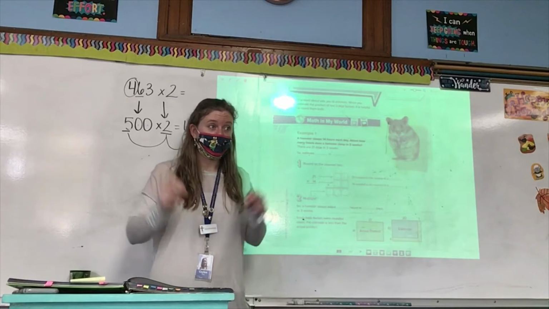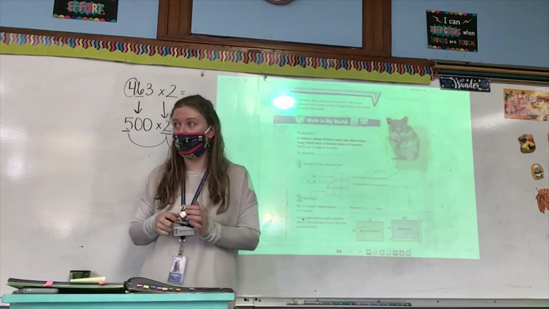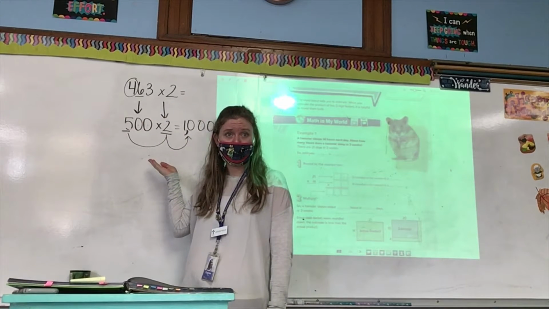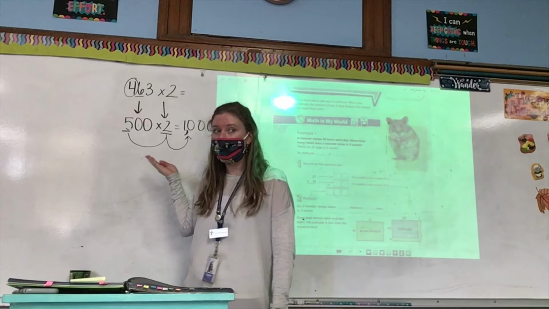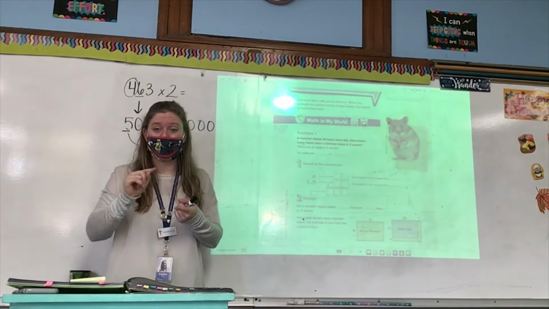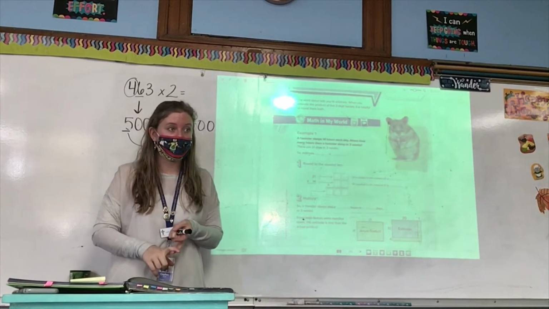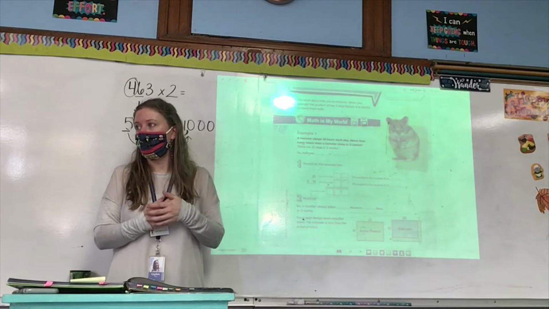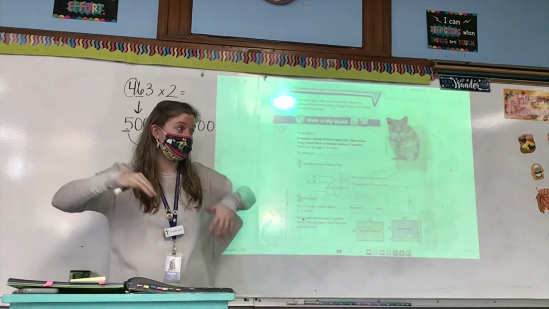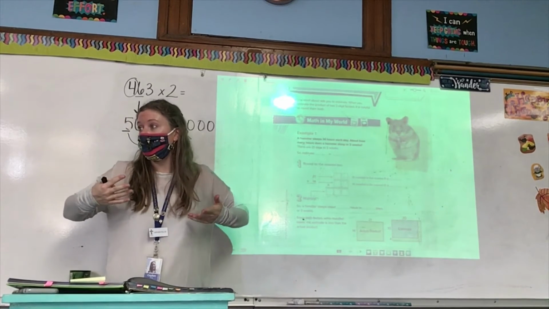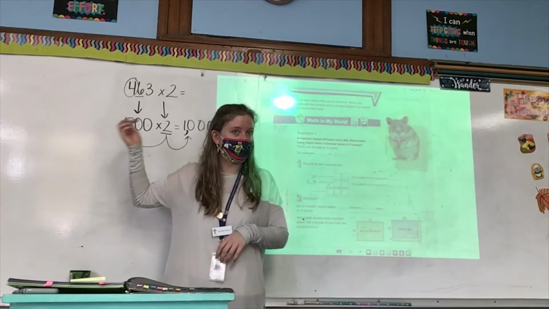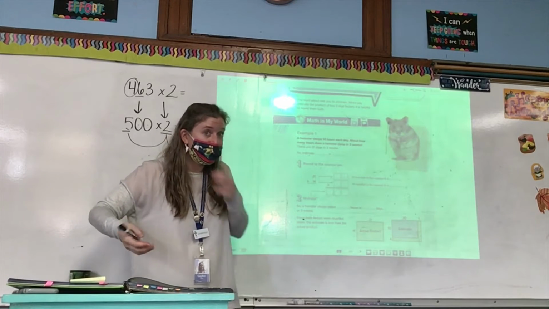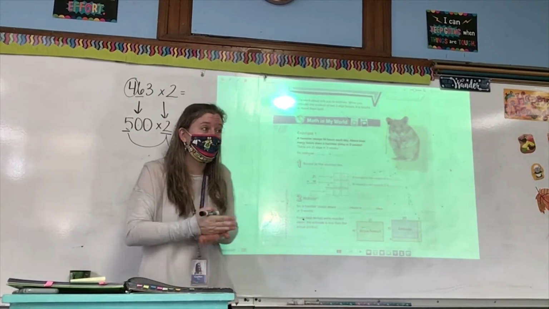The steps, the language is very, very important in math. Because is there another way to do this? No, this is the only way. So that is why it is so important to have the correct steps and the correct language, because math has exact answers. It's not like reading, where you can make inferences and interpret it however you want. There's only one way. I mean, there are strategies you can use, but there's only one right answer.